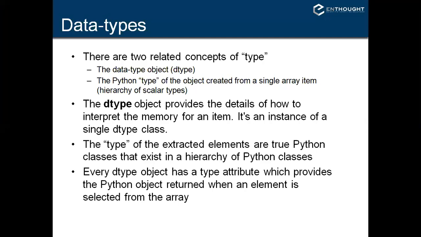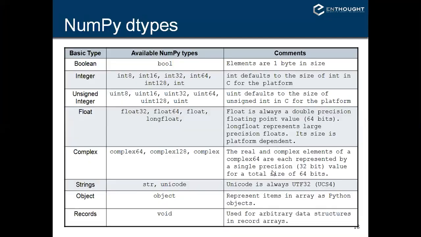There are two related concepts of type: the data type and the Python type. Right? The data type is represented by dtype. The simple type helps in extracting the elements, and there are two Python classes that exist in the hierarchy of classes. So NumPy data types are not very different from the simple ones.